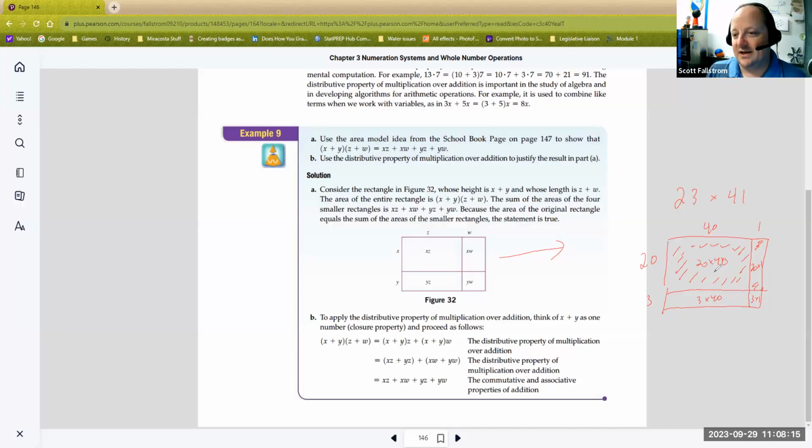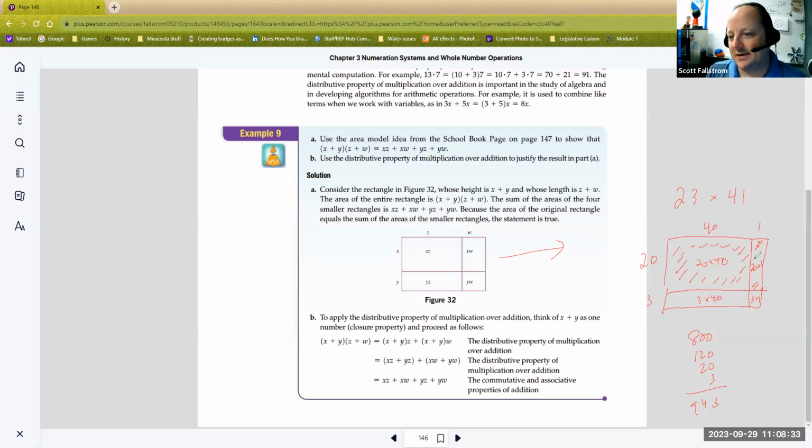All right, so what do I see here? I see all these groups. Now, when I write the product out, 20 times 40 is 800, 3 times 40 is 120, 20 times 1 is 20, and 3 times 1 is 3. So I could add all of these up and get 943. Visually, I get that value.